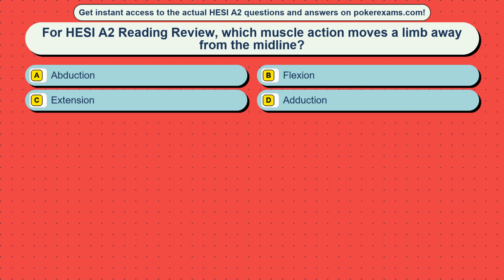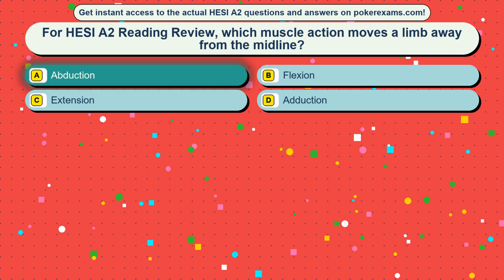Question 42. For HESI A2 reading review, which muscle action moves a limb away from the midline? Option A, abduction. Option B, flexion. Option C, extension. Option D, adduction. The correct answer is option A, abduction.